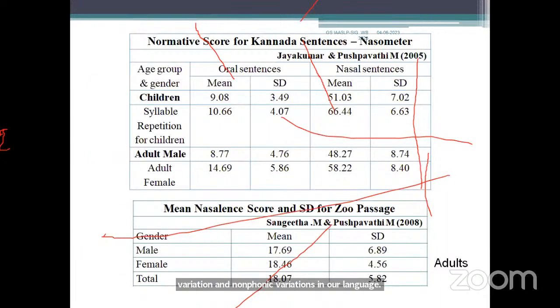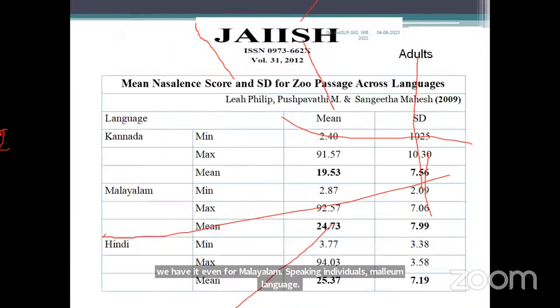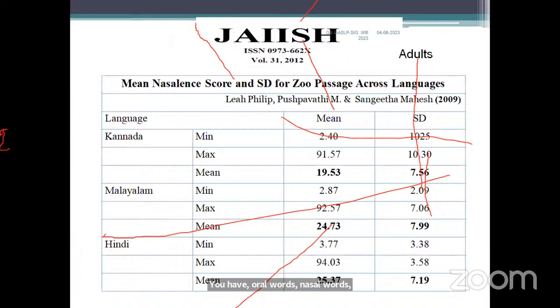This is for normative scores for Kannada in various syllable repetition tasks, oral sentences and nasal sentences, and nasal sentences for zoo passages also we have. We have it even for Malayalam-speaking individuals. In Malayalam, you have oral words, nasal words, oral sentences, nasal sentences. Again Kannada, Malayalam, Hindi also we have it.